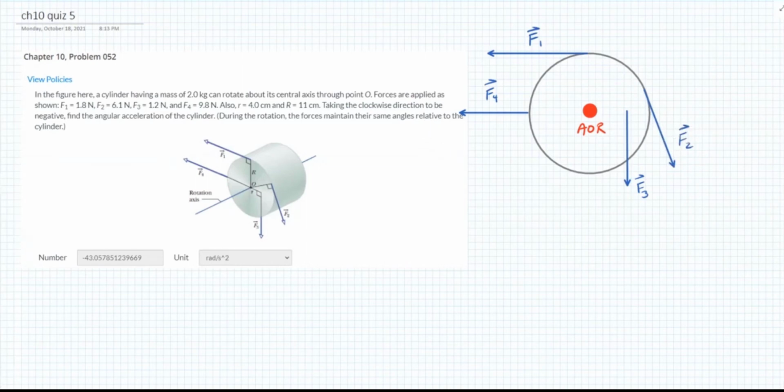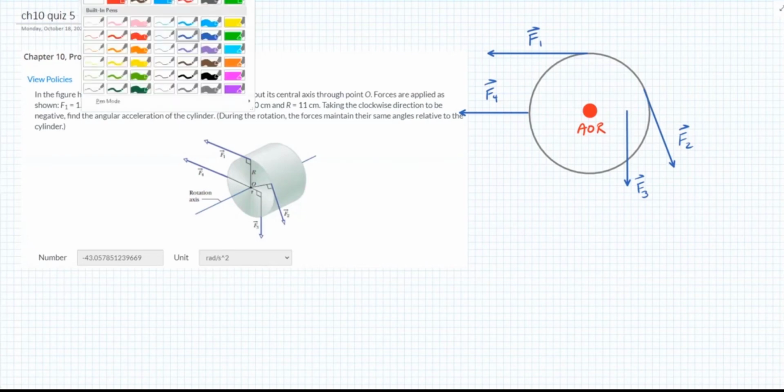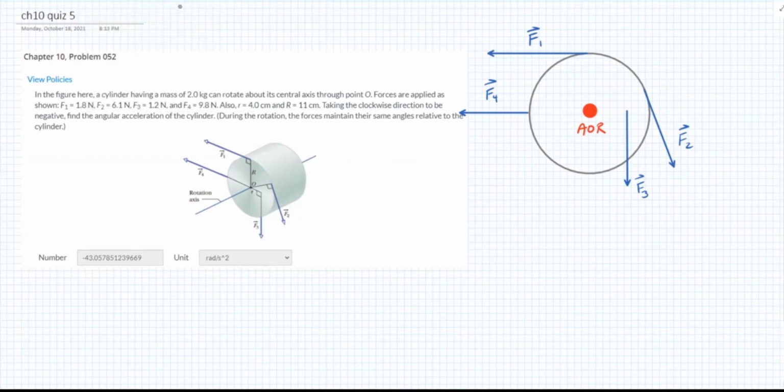Here comes the torque arms. And here's a good thing to write down. Torque arm equals the position vector from force to AOR. It's going to get a little more sophisticated than that, but right now, let's just draw the torque arms.